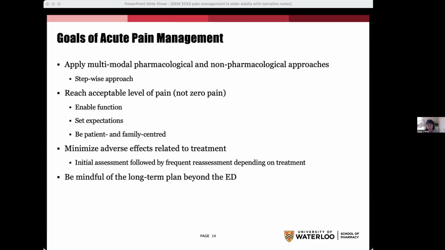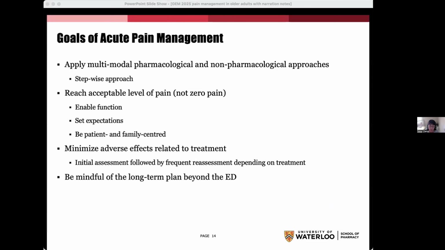So the goals of acute pain management usually is set on reaching an acceptable level of pain here. So you want to understand patient and family wishes and set the expectations. Zero pain is often not possible. It may be possible in some cases if the injury can make a total recovery, but it may not always be possible in other situations. And the focus will be more about how to self-manage, how to live with the pain and keep the person functional. And one thing you also want to think about is minimizing treatment-related adverse effects.